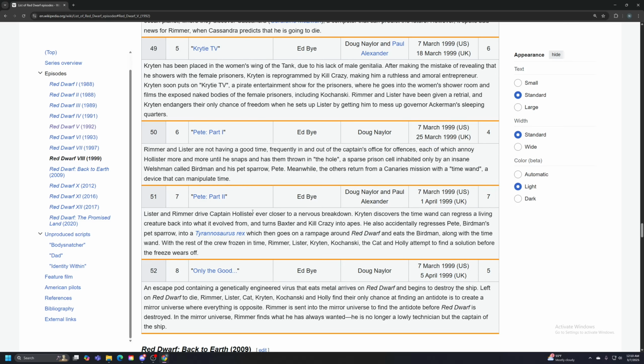Episode 5. Crichton has been placed in the women's ring of the tank due to his lack of male genitalia. After making the mistake of revealing that he showers with the female prisoners, Crichton is reprogrammed by Kill Crazy, making him a ruthless and amoral entrepreneur. Crichton soon puts on Crichty TV, a private entertainment show for the prisoners, where he goes into the women's shower room and films the exposed naked bodies of the female prisoners, including Kochanski.